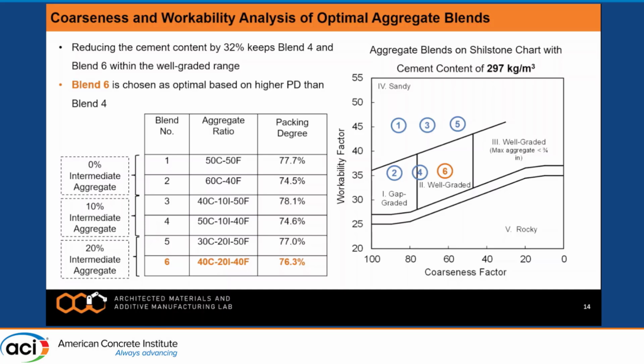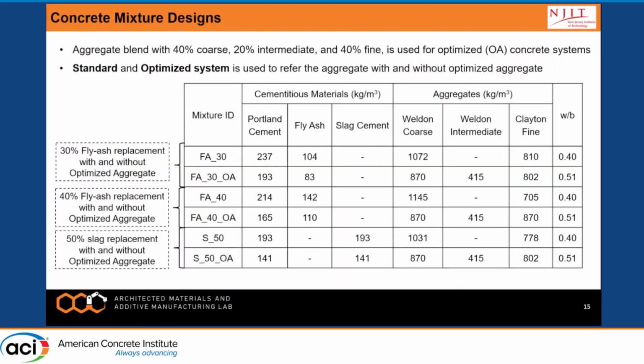Okay, we have our aggregate blend. What do we do next? We make concrete out of it. This work has been done by NJIT. So we have 6 cases, one with the fly ash at 30% replacement, and then with 40% replacement, and then we have a slag 50% replacement case, and all of these cases are also with the standard aggregate blend, and we have an optimized aggregate blend case. One thing to notice here is that we reduce the amount of cement in the optimized aggregate case as we increase the aggregate amount in these blends.